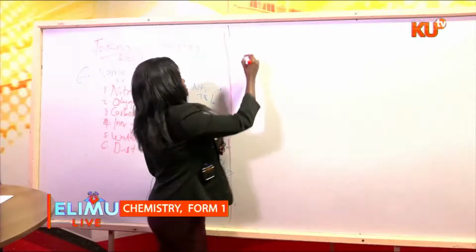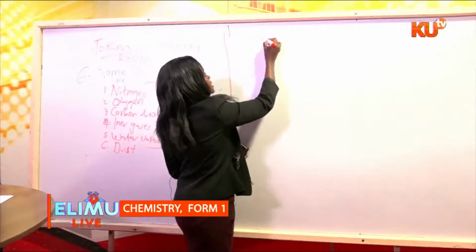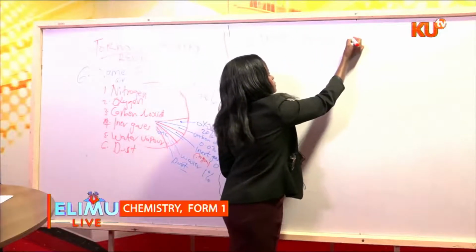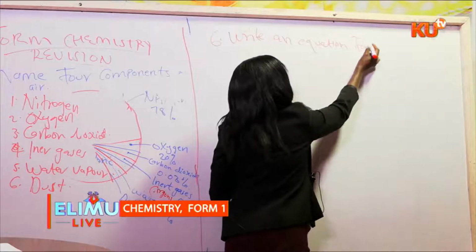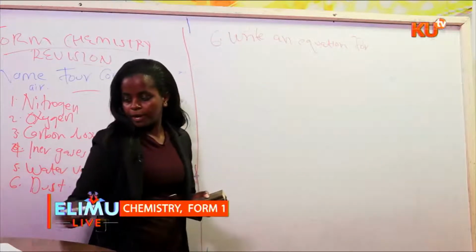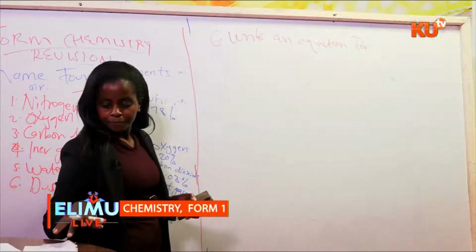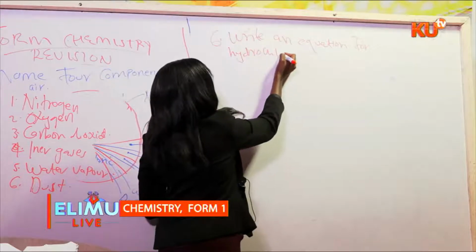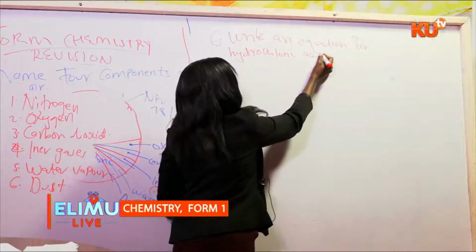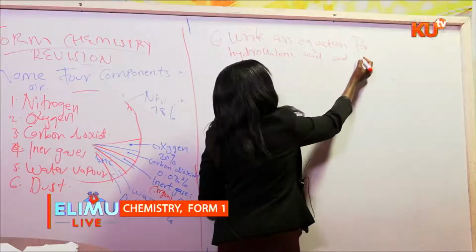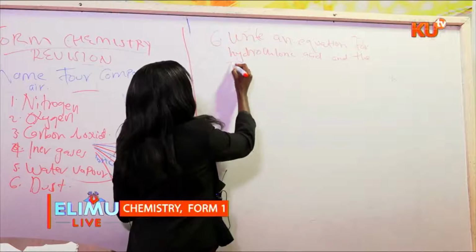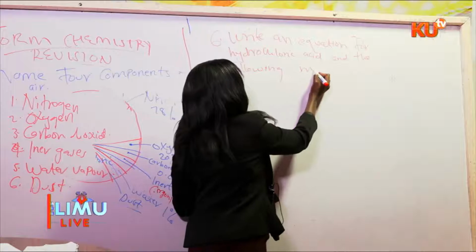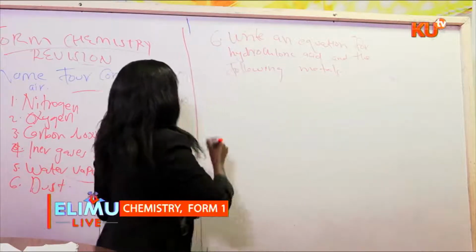So question number 6 is: write an equation for hydrochloric acid and the following metals.